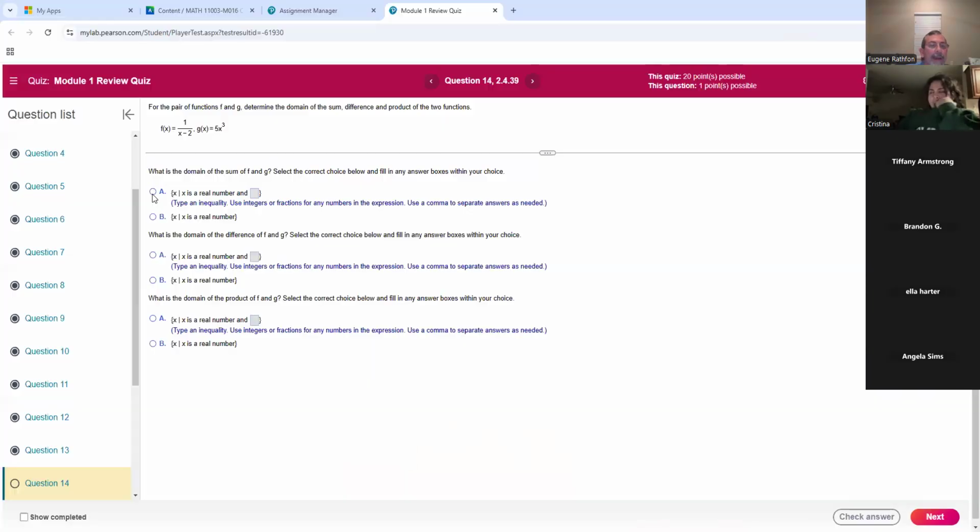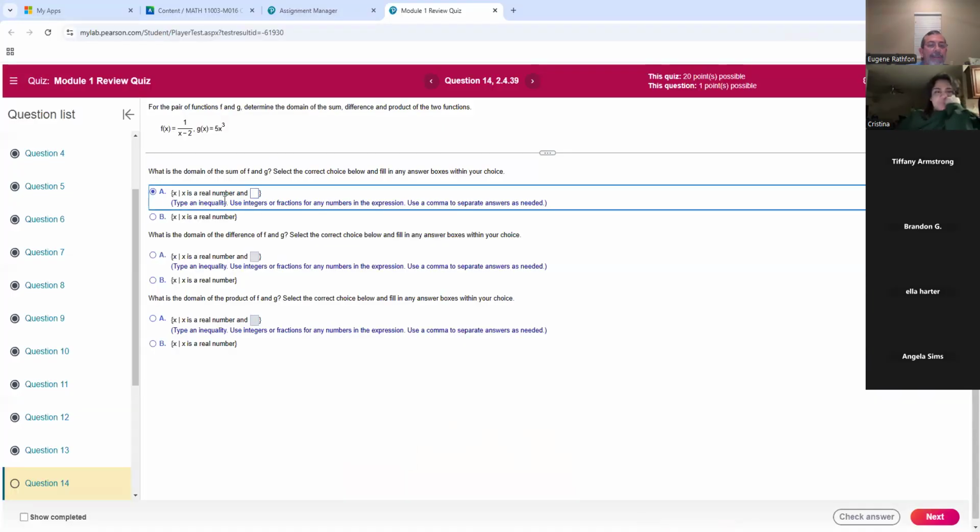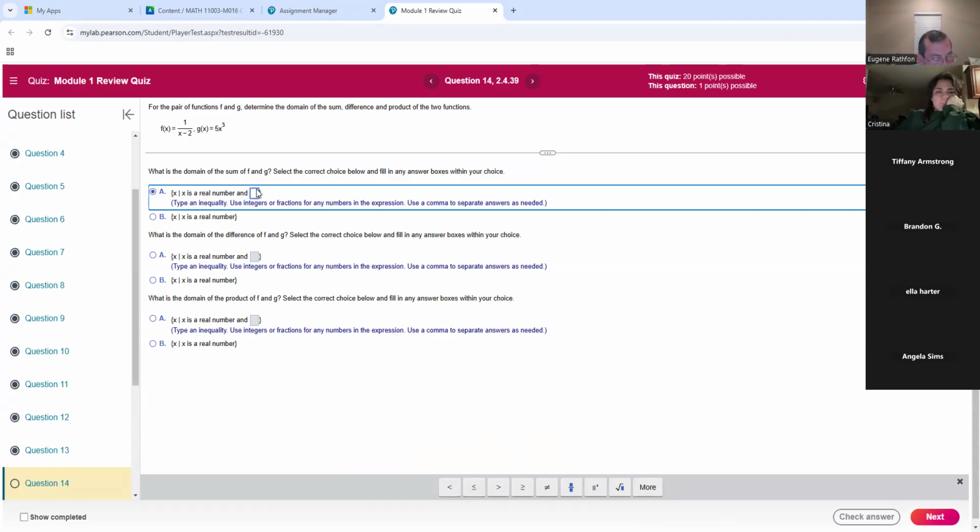So you're going to pick A. X is a real number, and X cannot equal 2. Y'all, you got to put the X in there also, okay? And the not equal, and then the 2.